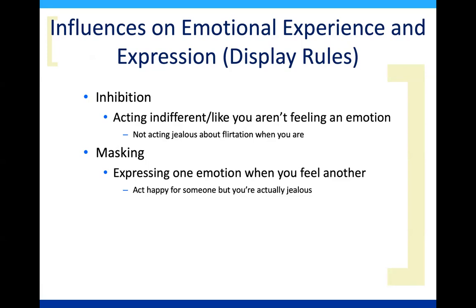And then the final one is masking. This is where you express one emotion when you actually feel another. So an example could be acting happy for someone because they get a job, but you applied for the job too, you didn't get it, so you actually feel jealous, but they're your friend or somebody that you know, etc. So you act as if you're happy.